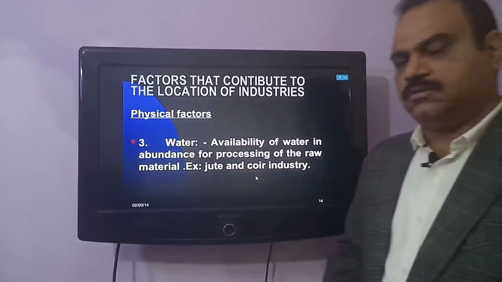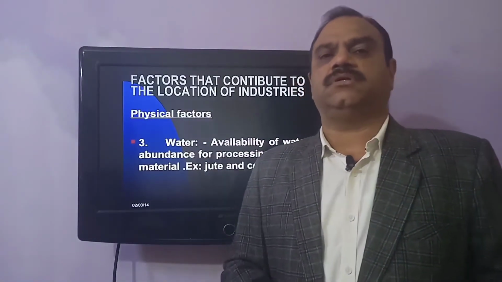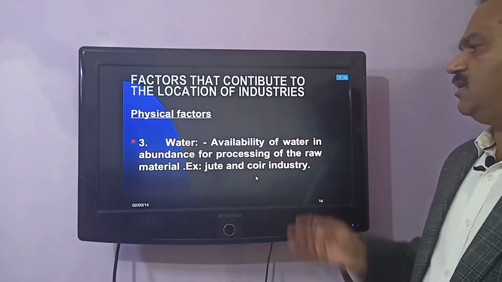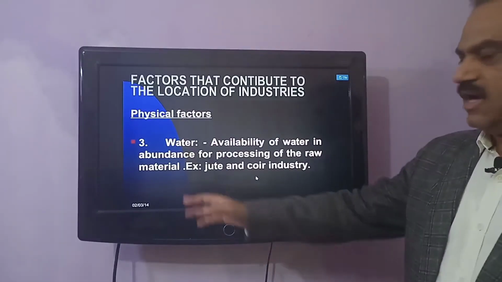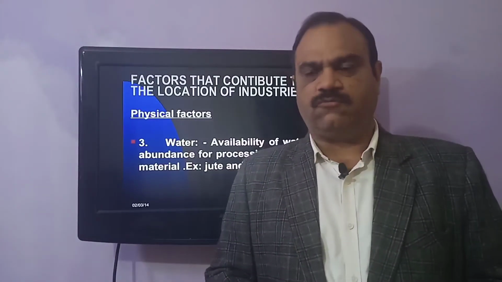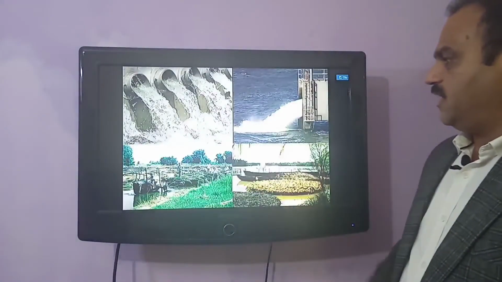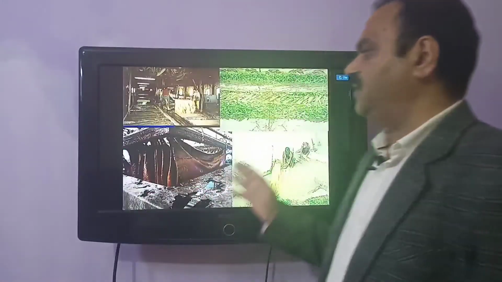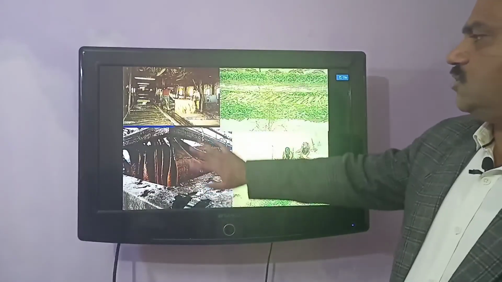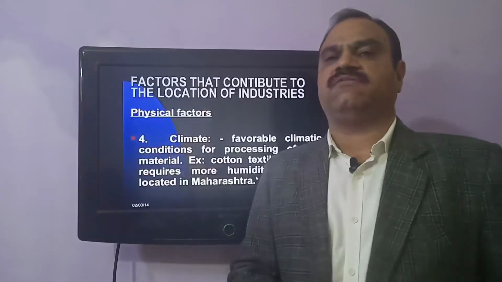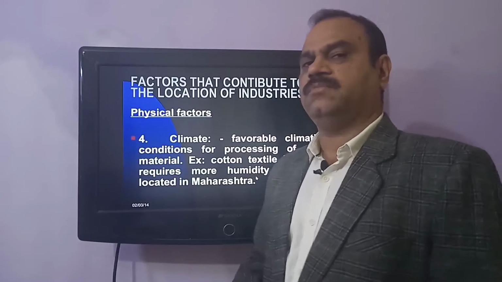Water is another requirement for setup of industries. The water sources, that's in abundance, are required for processing of raw materials, like jute and coir industries which are located particularly near the water bodies. Next you see that the different water bodies are there and they are required for industrial production and development. This slide also reveals that water is required in a number of ways in several processing of the industrial units.